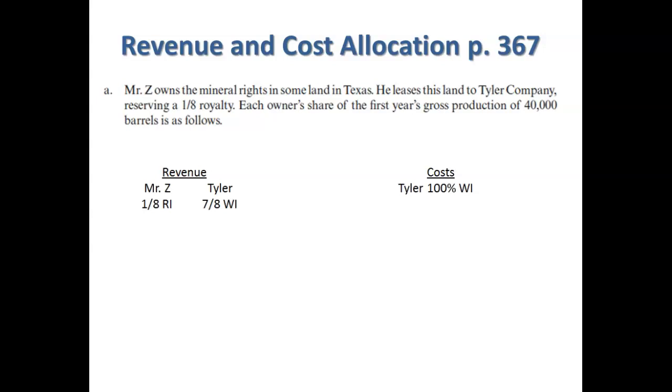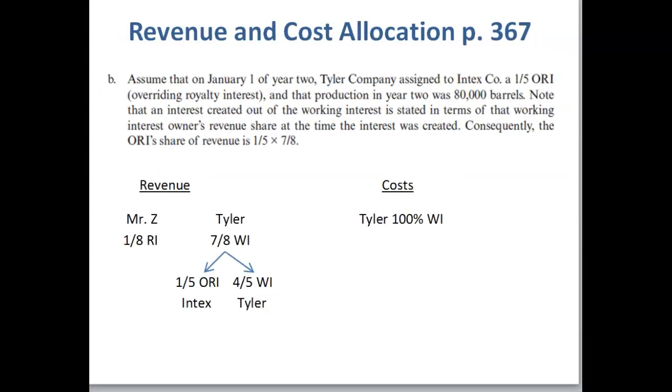So for the revenue, Mr. Z has a royalty interest of 1/8. The remainder, 7/8, is Tyler's. Tyler is the working interest owner, so he's going to pay 100% of the costs.